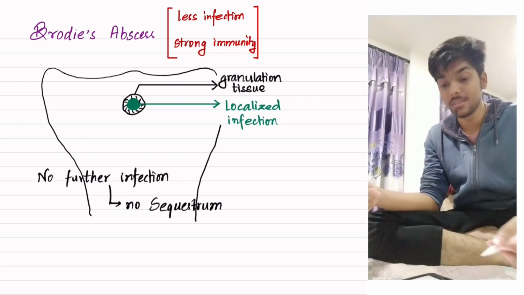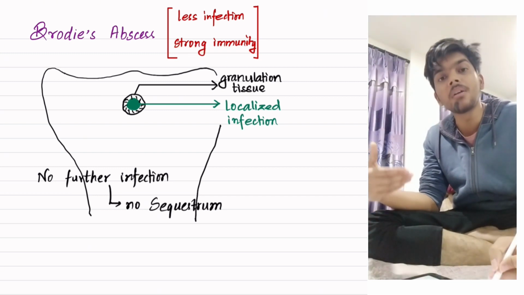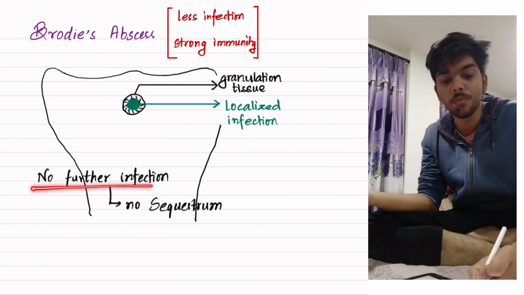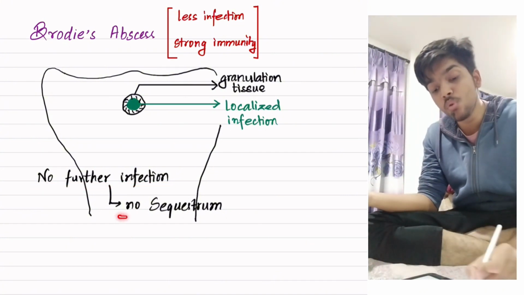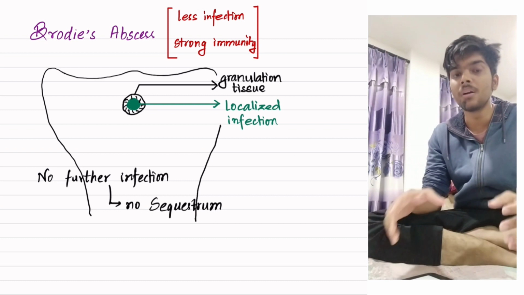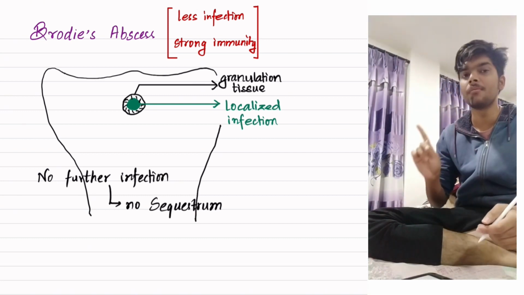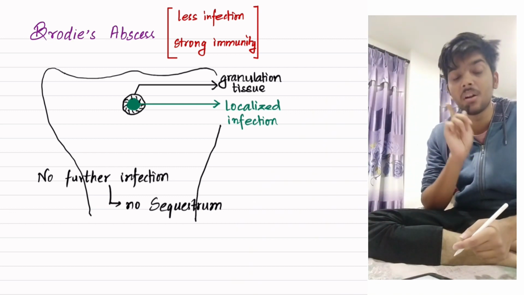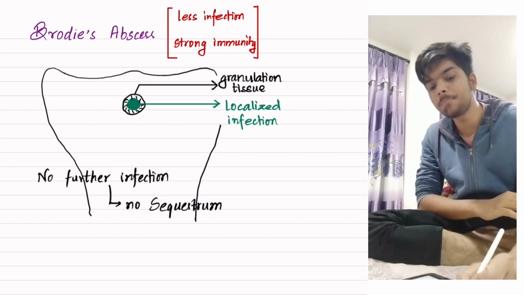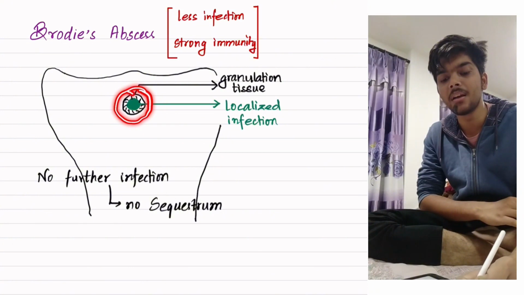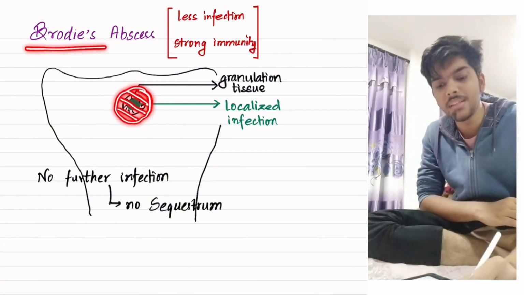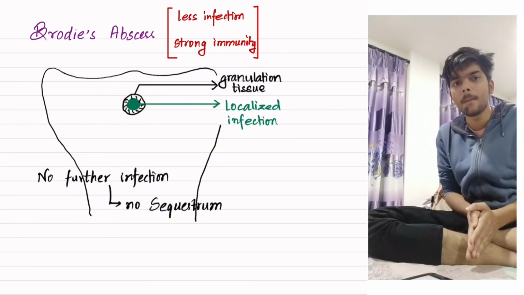What happens then? Then the infection does not proceed further. That is, there is no further infection. That is, there is no formation of sequestrum. You won't have a necrotic chunk of bone. At least that level of disaster is not reached. And this particular abscess that you get right here is called the Brodie's abscess. And that's it. Ta-da!